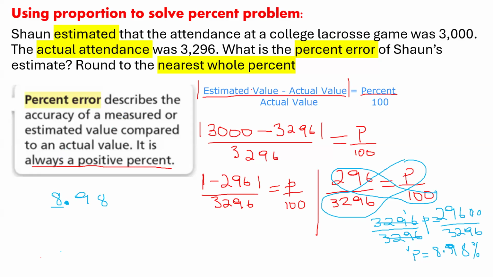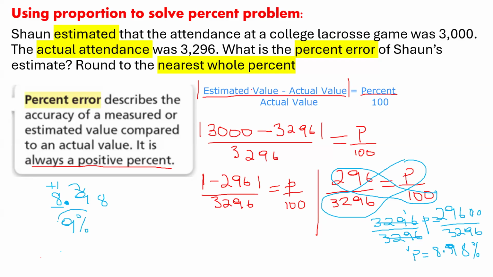Identify the digit you're rounding to. Look next to that digit. If that digit is 5 or more, in this case we have a 9, you add 1 to the digit you are rounding to. So if I add 1 to 8, I am going to get 9. So my answer is 9%.